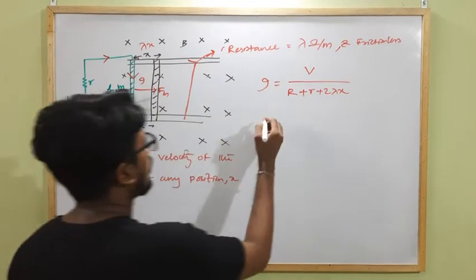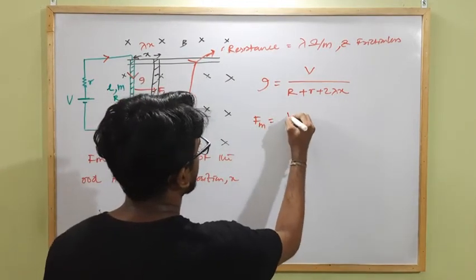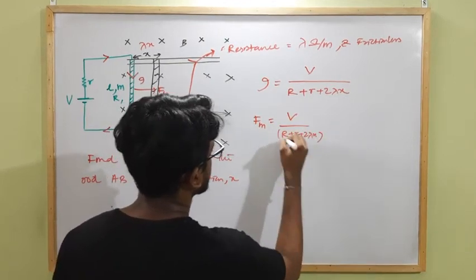So what will be the value of force? Fm at any place X will be equal to I, that is V divided by R plus 2 lambda X.